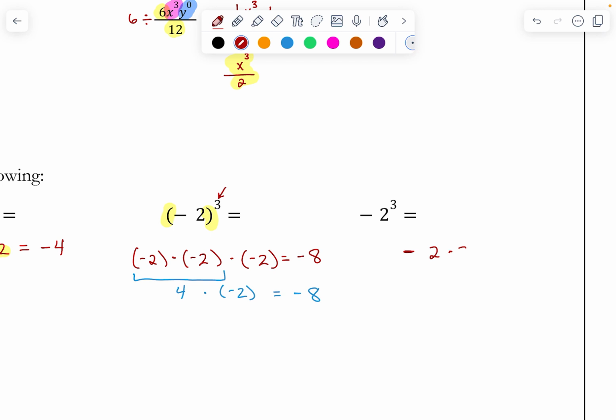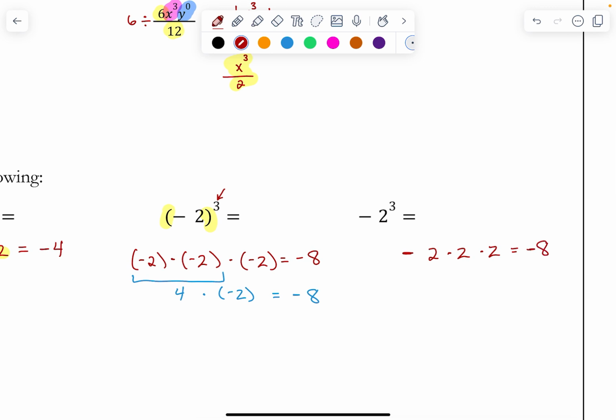Okay? Then this next one, remember that negative kind of just lingers out in the front. And then we have 2 times 2 times 2, 3 times. We know 2 times 2 times 2 is 8, and then we just put that negative out in the front. Okay, so both of those answers are going to be -8.